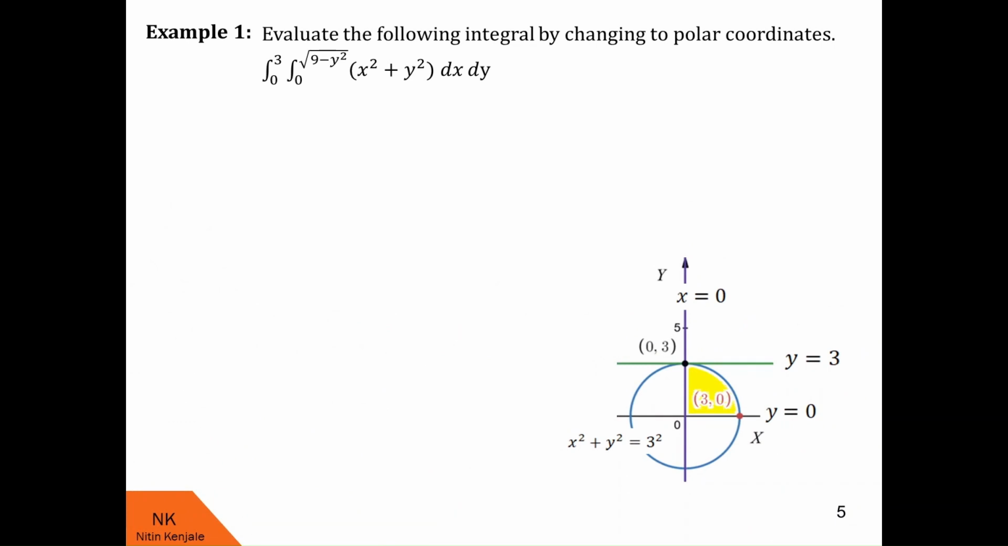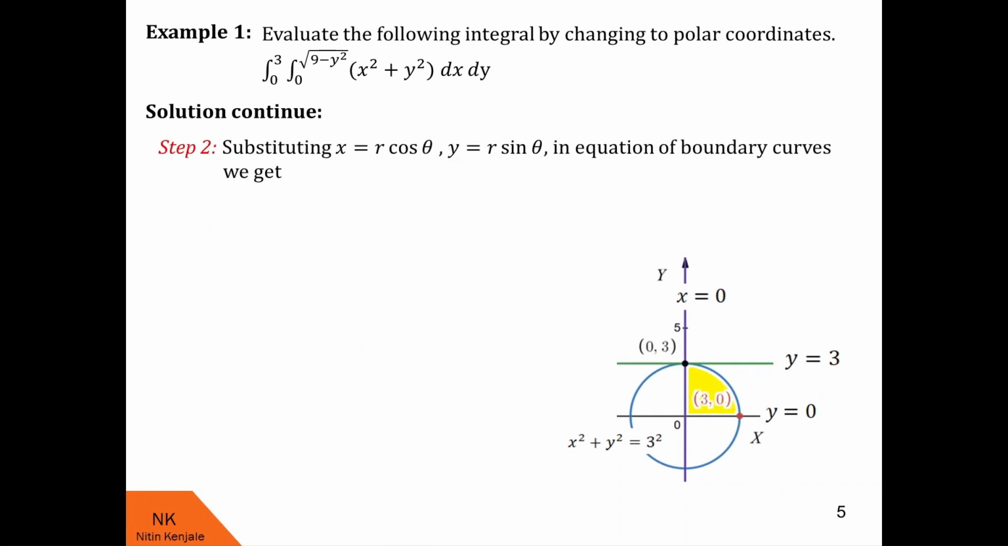Now let's go for step 2. In step 2, we are going to substitute x is equal to r cos theta and y is equal to r sin theta in the equation of curves which bound the region of integration. This first equation, x is equal to under root 9 minus y square, that is x square plus y square is equal to 9, gives us r square is equal to 9. See, x is r cos theta, y is r sin theta. So you will have x square plus y square, that is r square into cos square theta plus sin square theta is equal to 9. But cos square theta plus sin square theta is 1. So we are left with r square is equal to 9, that is r is equal to 3.